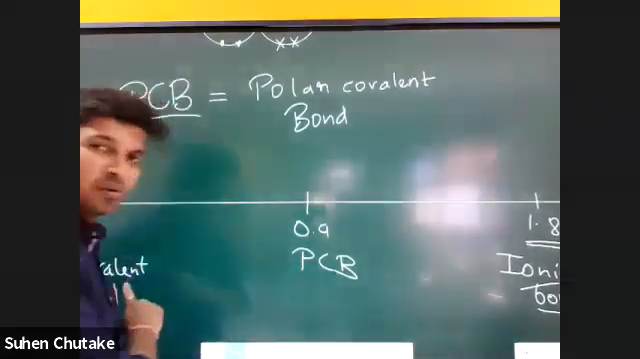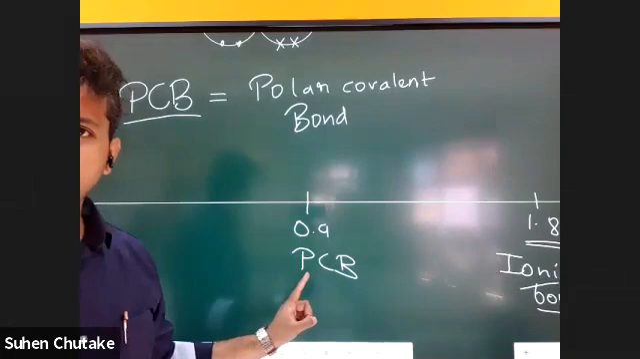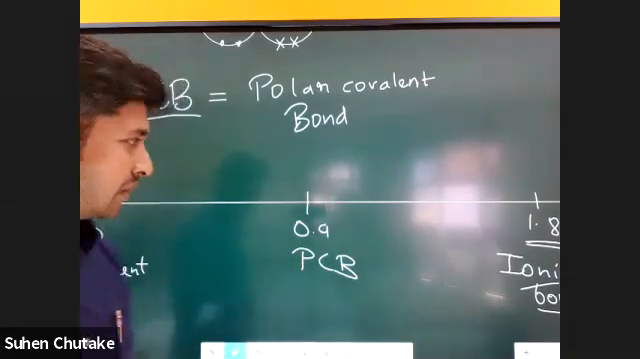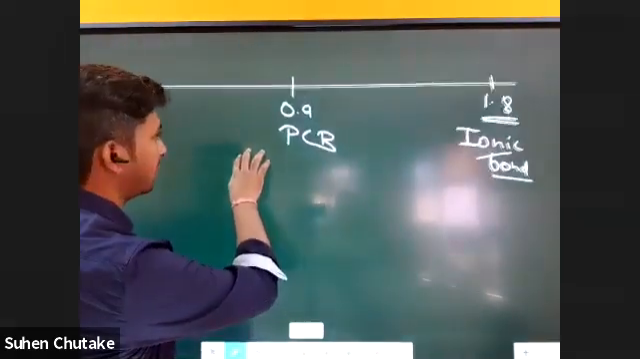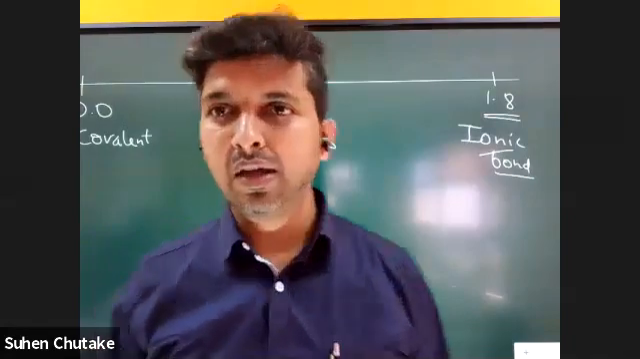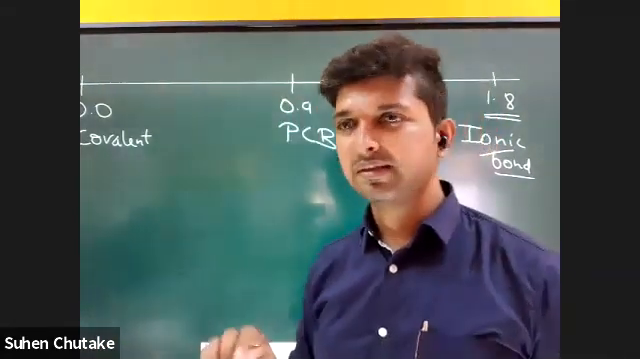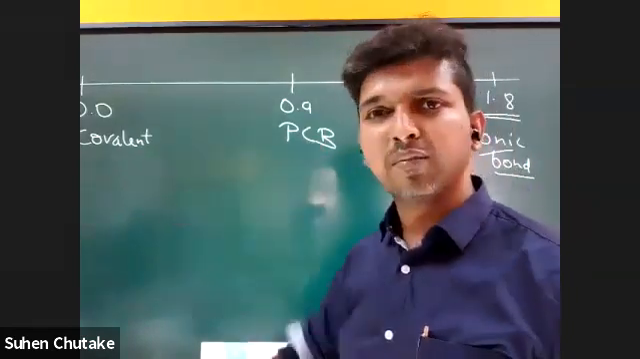So we have finished with covalent and we have finished with ionic. We are now supposed to focus on polar covalent bond. Let us see what this polar covalent bond is. Polar covalent bond is actually a mixture. Technically it is a mixture of covalent and ionic bond. It has properties of both covalent and ionic.